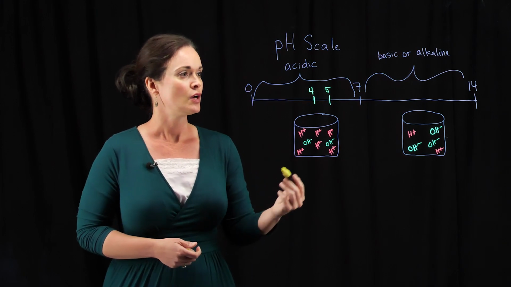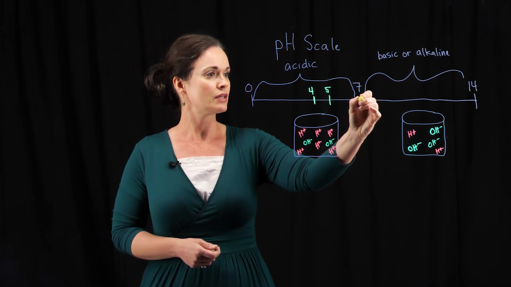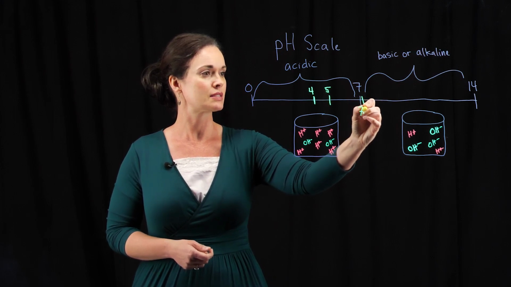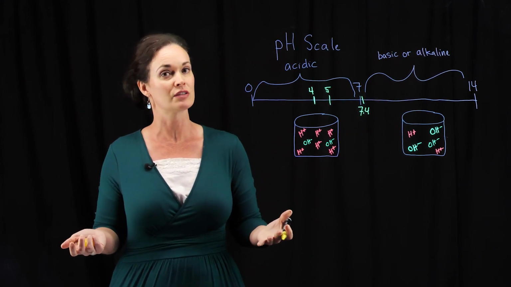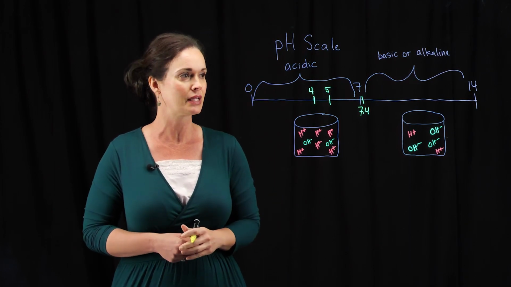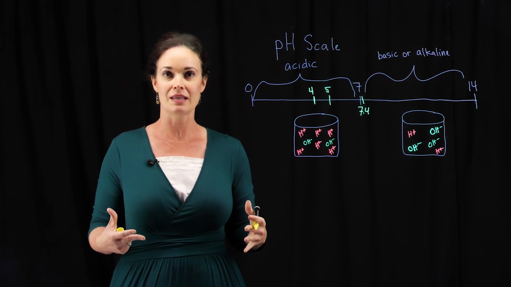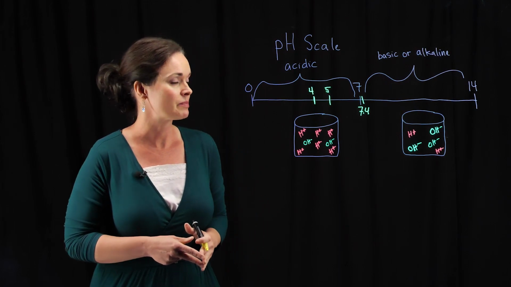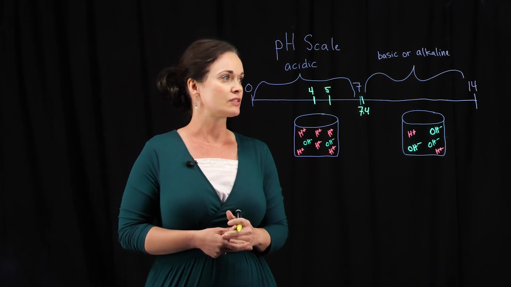So what we see is that tomato juice actually has about 10 times the amount of free hydrogen that black coffee has. Over here on the other end of the scale, human blood sits right at about 7.4, so your blood is not neutral. It's actually slightly alkaline. The only substance that I can think of that is straight neutral is distilled water, and it has a pH of 7.0, so that's our neutral.